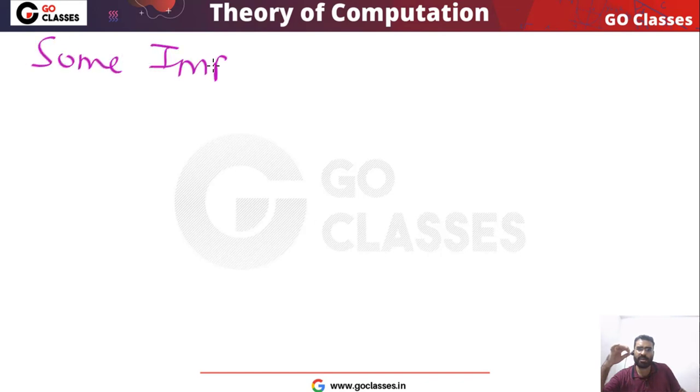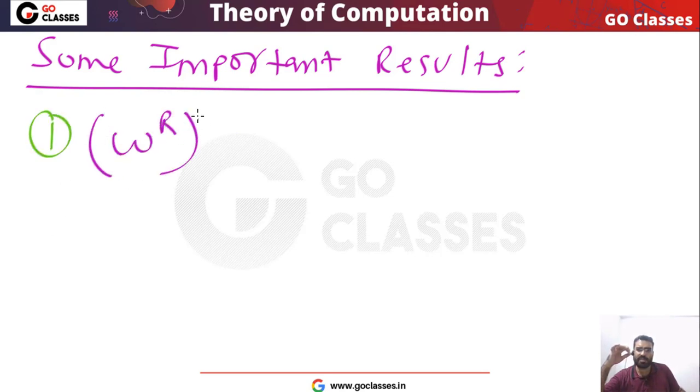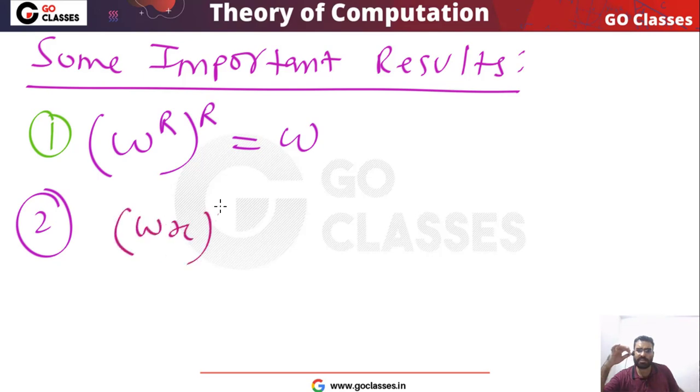Let me conclude some important results that we have already seen. What are the results we have seen? If you have any string and you do the reverse, then if you again do the reverse, you will get the same string. Also, we have seen that if you have (WX) reverse, that will be X reverse, W reverse.